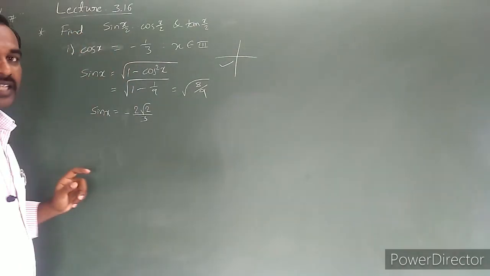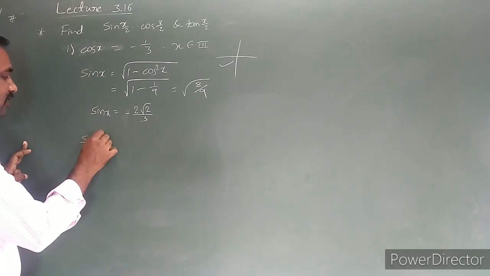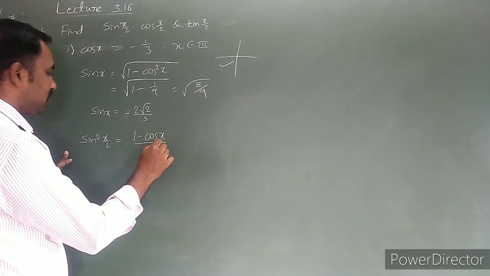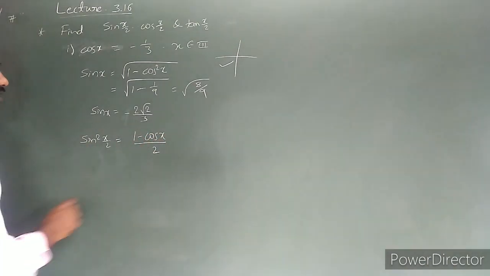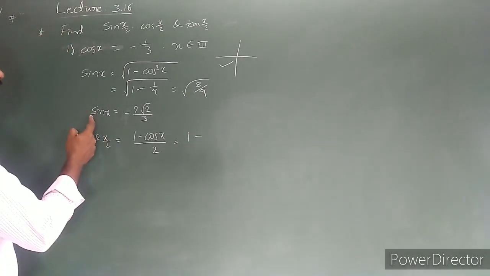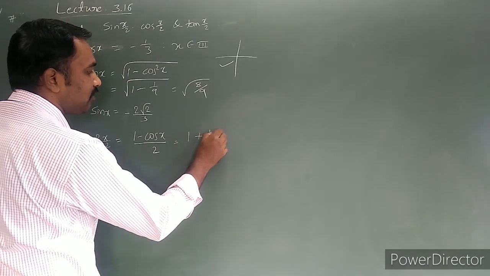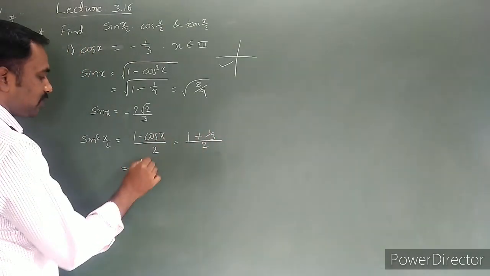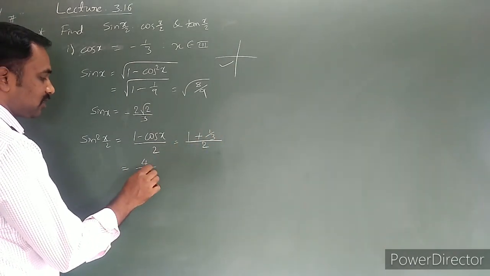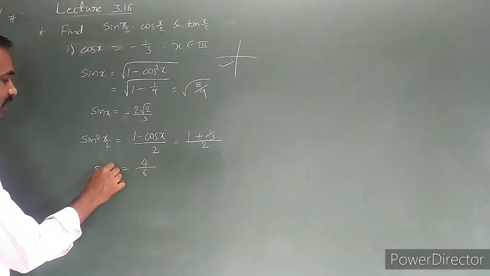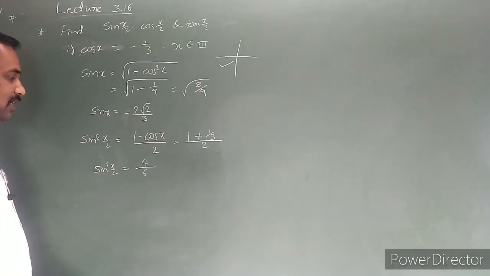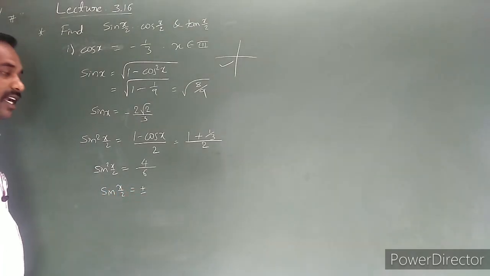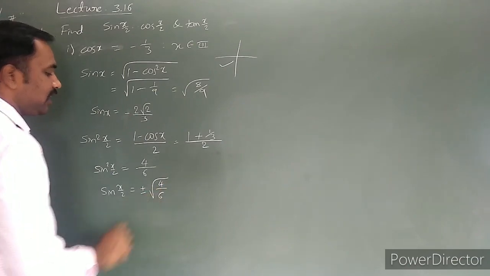But we need to find the sine of x by 2. We already know that sine square of x by 2 is equal to 1 minus cos of x divided by 2. We already know the cos of x value, so we place it: 1 minus, what is the cos of x, minus 1 by 3, so minus minus is plus 1 by 3, divided by 2 as it is. 3 is the LCM, 3 plus 1 is 4, and the 3 goes to the denominator, 3 times 2 is 6. So sine square x by 2 is equal to 4 divided by 6. But we need the sine of x by 2, so taking square root on both sides, plus or minus root of 4 divided by 6.